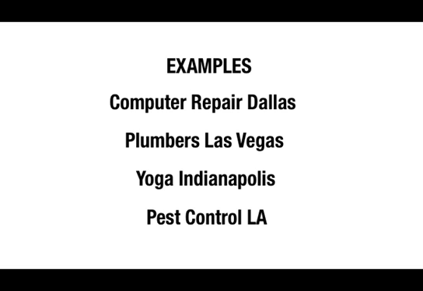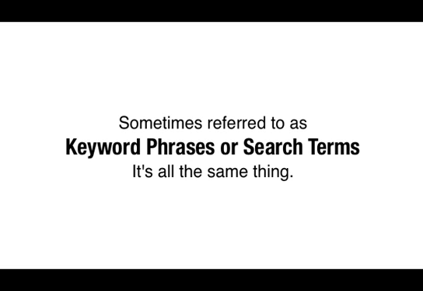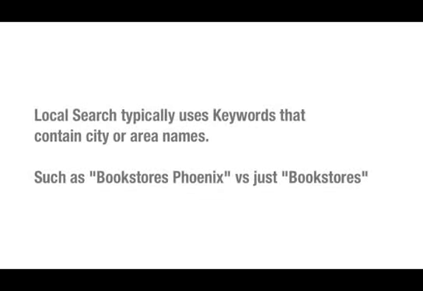So keywords are actually groups of words. Sometimes they're referred to as keyword phrases or search terms. It all means the same thing. Since this course is focused on local search, this training program will always use keywords that contain a city or area name. For example, if we want to rank a bookstore in Phoenix, then we will start with the keyword bookstores Phoenix or bookstores in Phoenix, and not just bookstores.